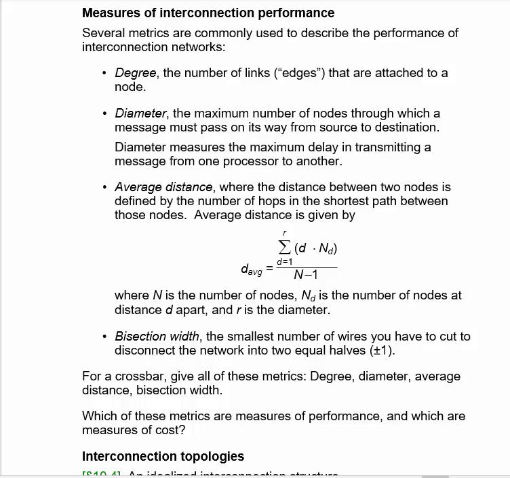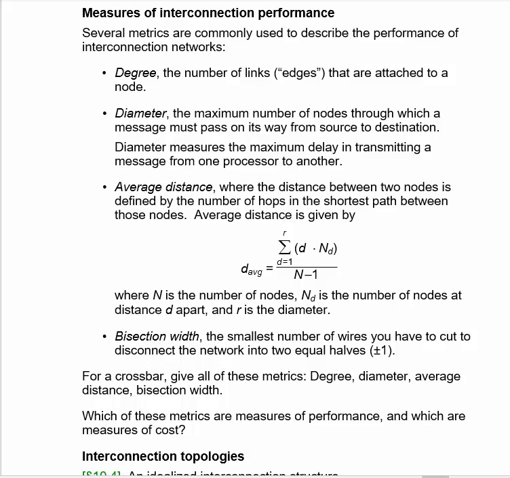So if you have, let's say, something like a two-dimensional mesh, which I think we introduced on the first day of class, you can see that you're only going to have 4 wires attached to a particular node. Whereas if you have a complete interconnection network, then you have n-1 wires attached to a node, which is usually a much larger number. So that's degree.